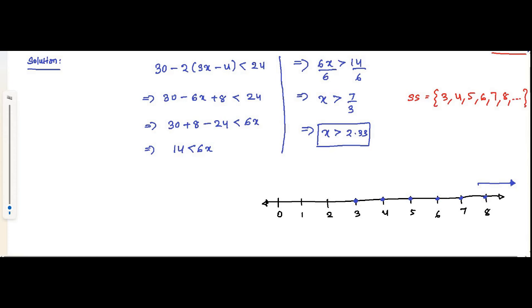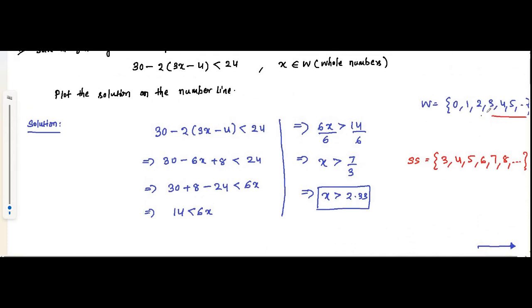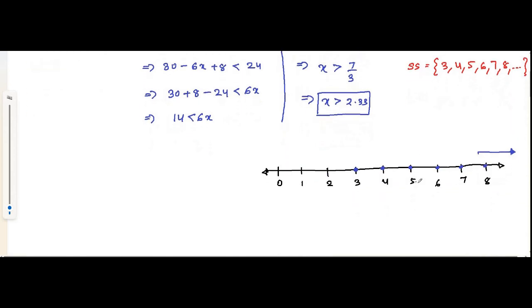So this is how we plot the solution on the number line. This arrowhead indicates that it goes on and on in a similar manner as far as the number line goes, because the solution set is applicable for all the numbers greater than 2.33, but 2.33 is not applicable for this replacement set. So starting from 3, everything is included in the solution.